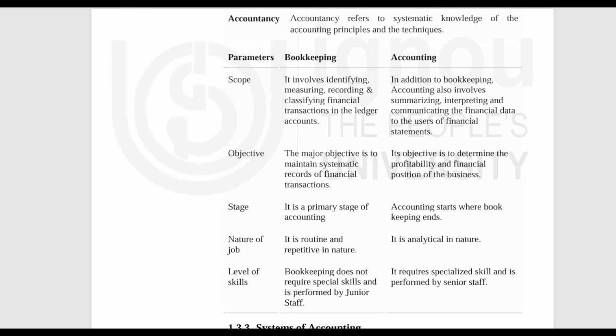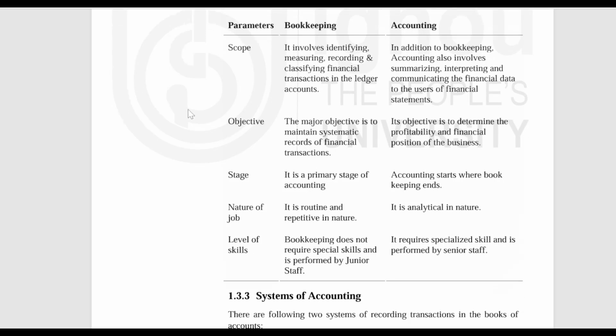So here is one column, with parameters: scope, objective, stage, nature of job, level of skill, etc. And bookkeeping and accounting are differentiated based on these parameters. Okay, so you just go through this column, you can understand bookkeeping and accounting better.